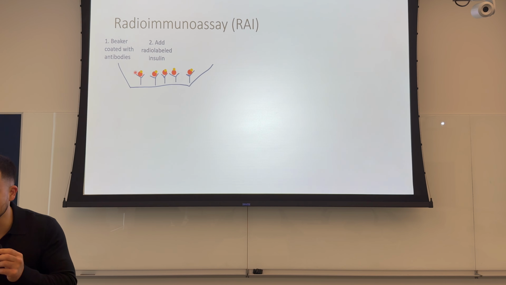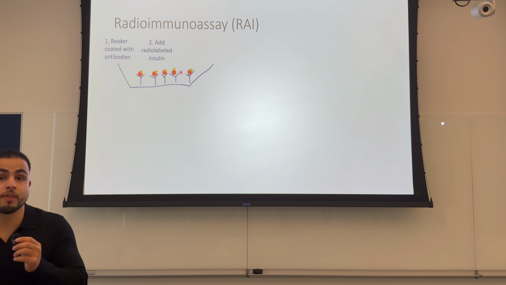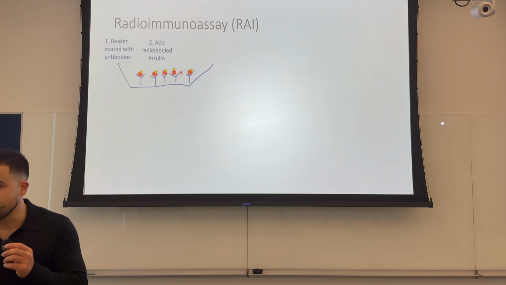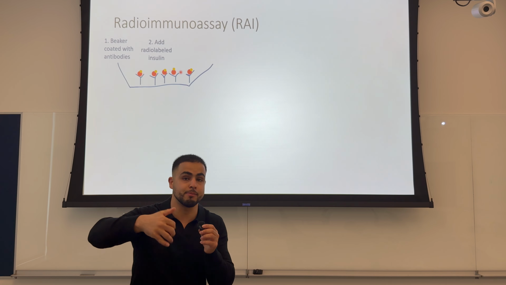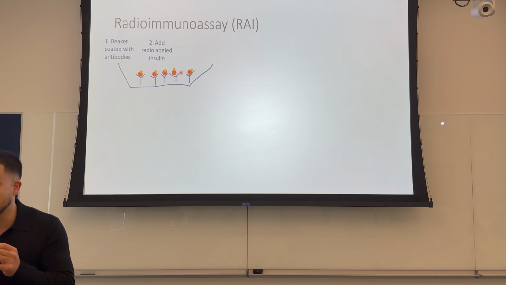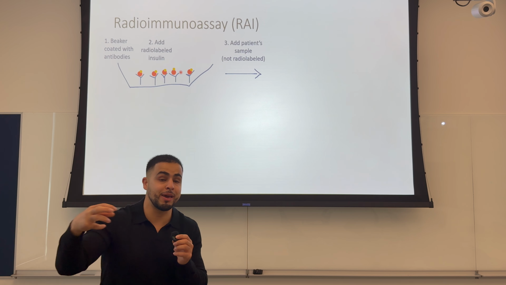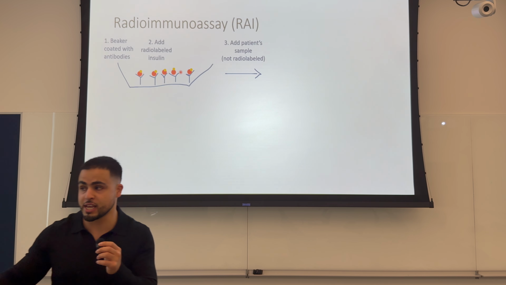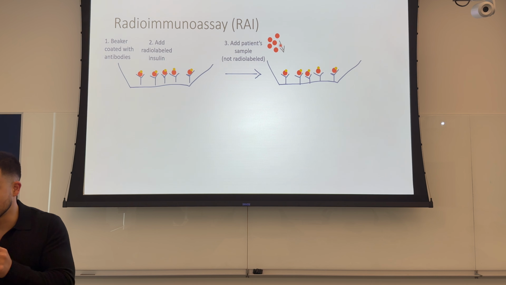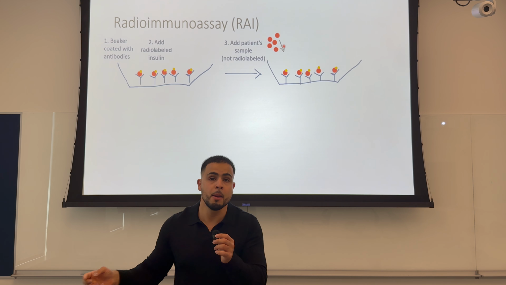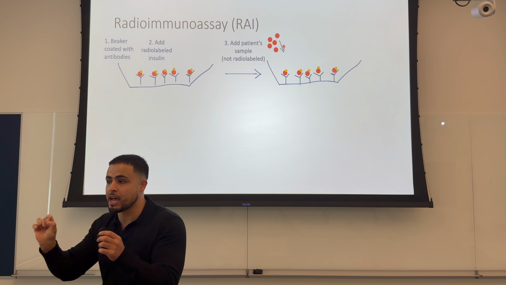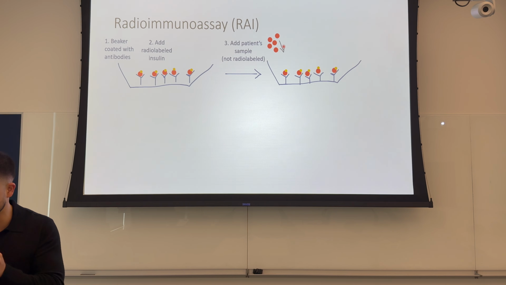Importantly, note that they are all bound to this radio label. So they all have a radio label. Okay, so if I were to detect this radio label, the signal will be high because they all have that label. Now, next what you're going to do is you're going to add the patient's blood sample or the patient's sample. And you can see that's what we're doing over here. So we're adding these. Again, the patient's sample contains insulin, but it's not labeled, right? It's not radio labeled because it's the natural insulin occurring in the body.